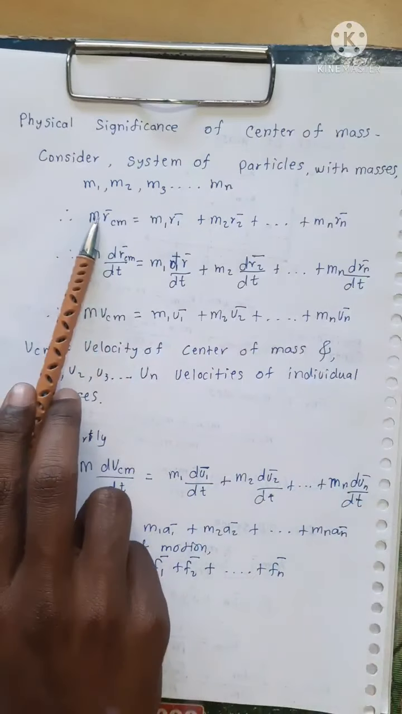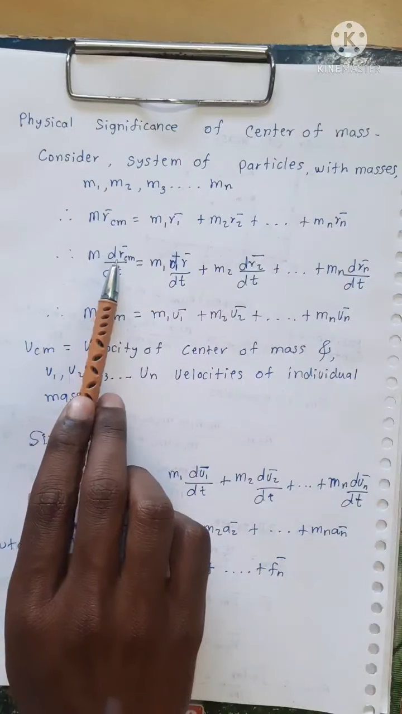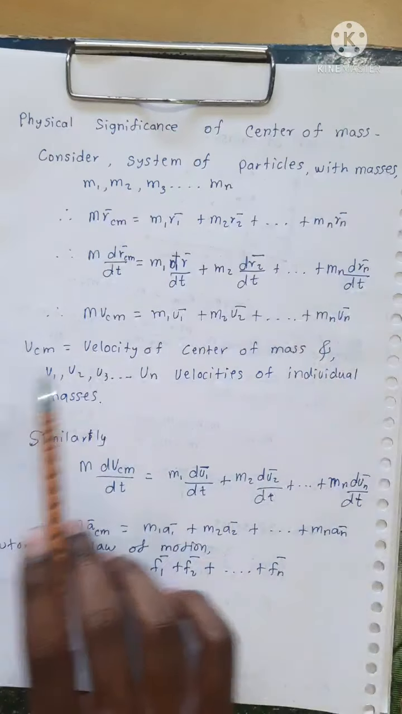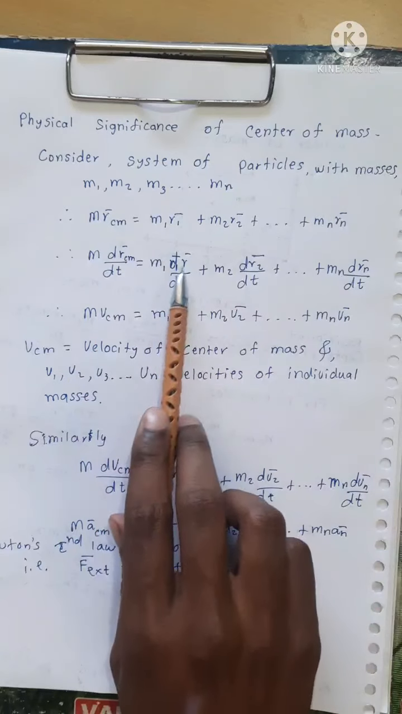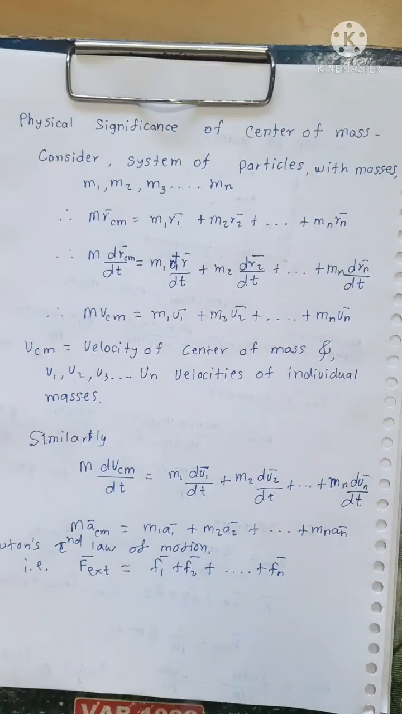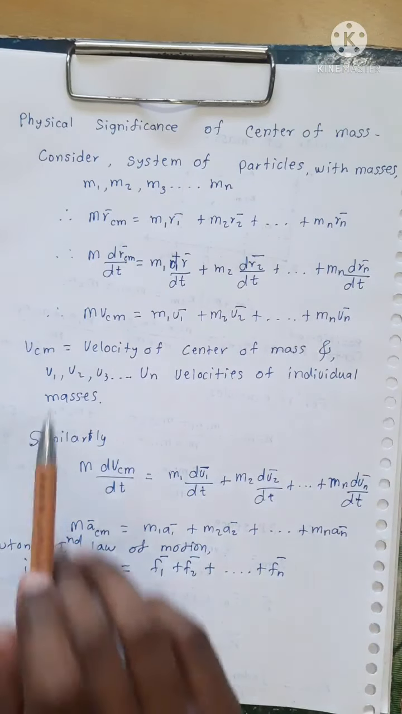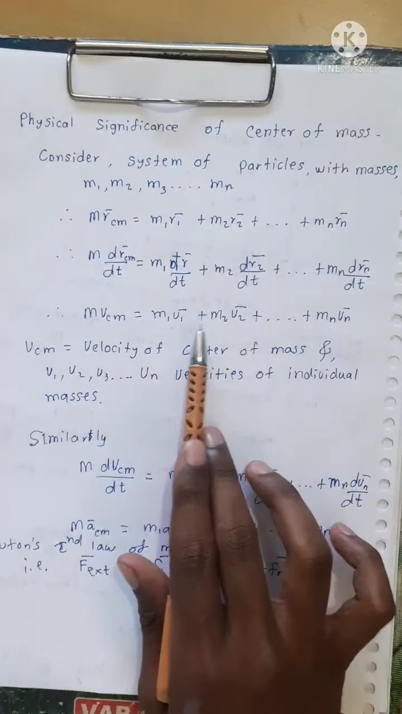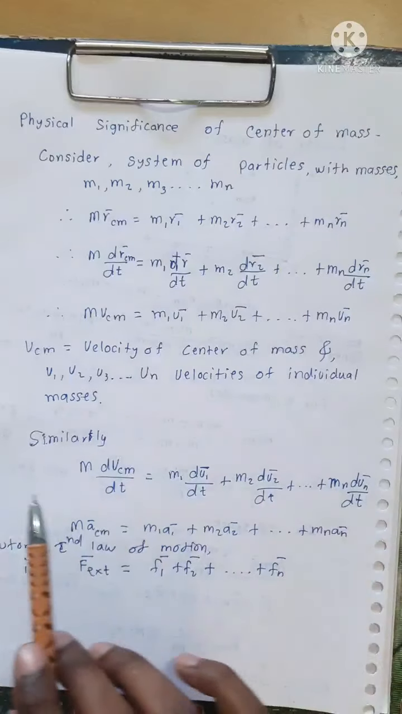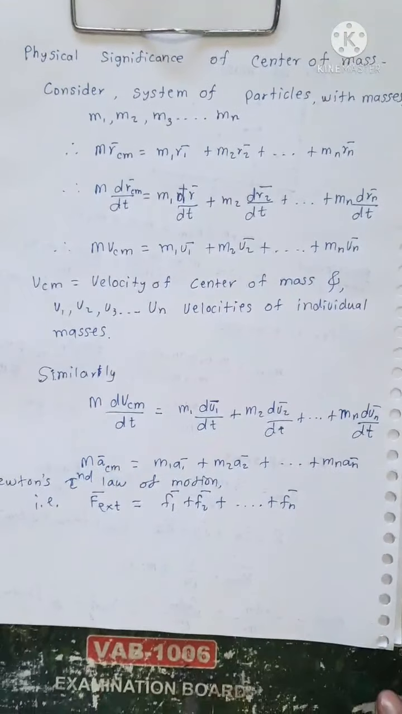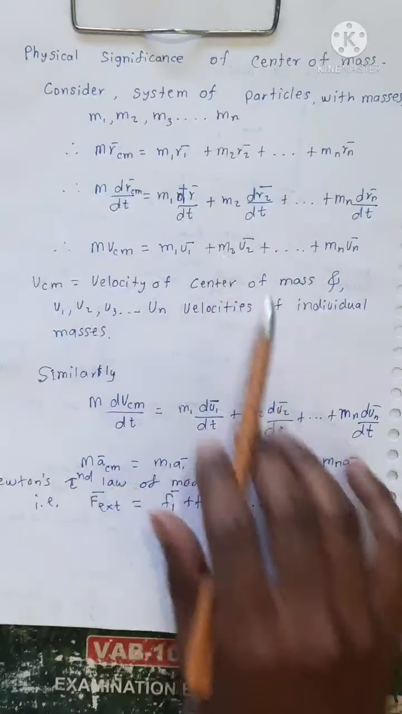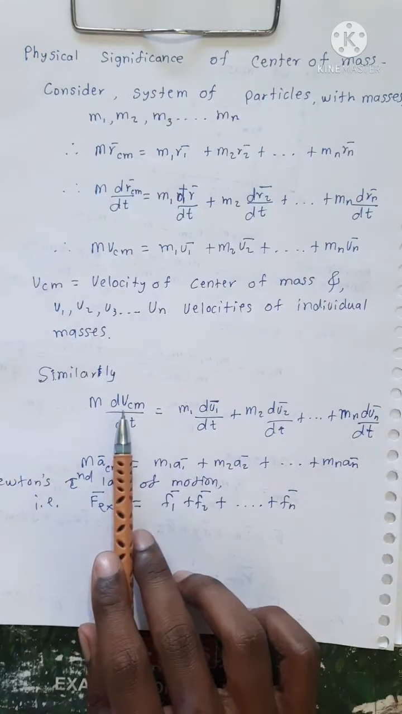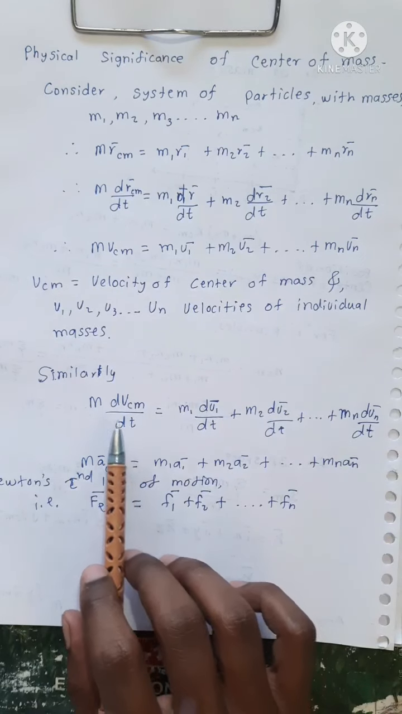Now after differentiating this equation, we get d r bar_cm by dt. Similarly on the RHS, this is nothing but velocity, so we write the velocity components there. Here is the velocity of the center of mass, and here the velocities of the individual particles or masses. Now similarly we differentiate again, a double differentiation.